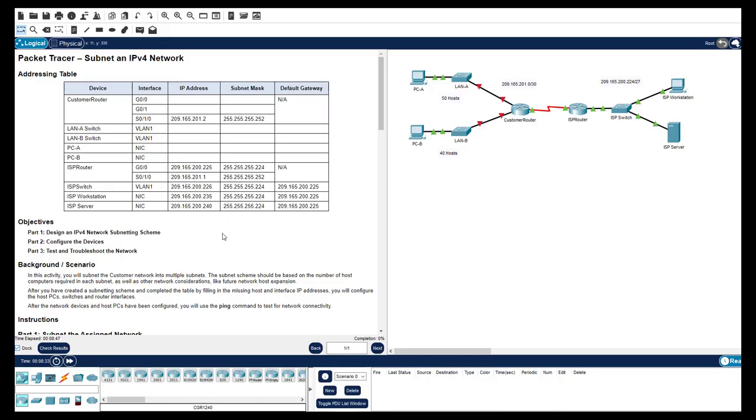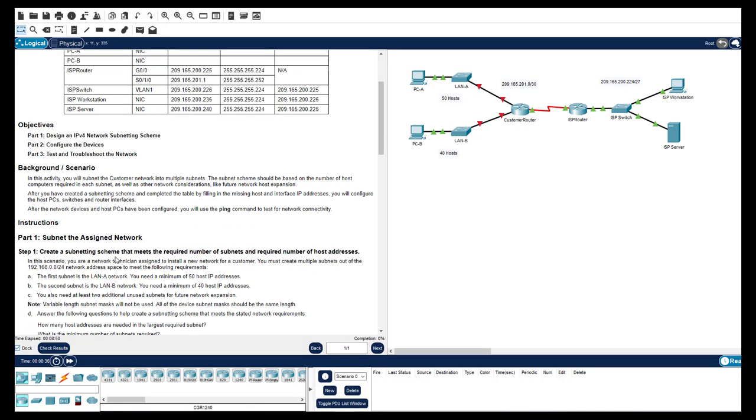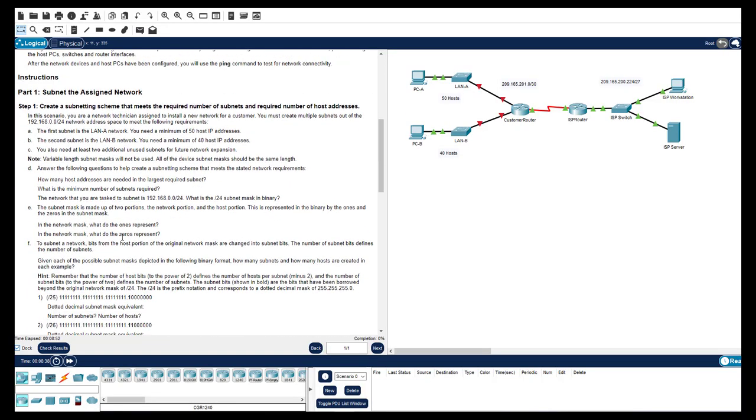In part one, we are to create a subnetting scheme to meet the required number of subnets and the required number of host addresses. We have been given a network address of 192.168.0.0. This is a /24, and we are to use that to meet the following requirements. The LAN A network is going to need at least 50 hosts. The LAN B LAN is going to need at least 40 host IP addresses.